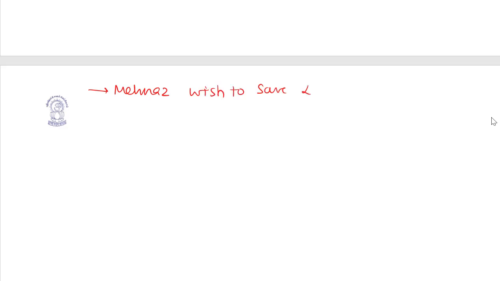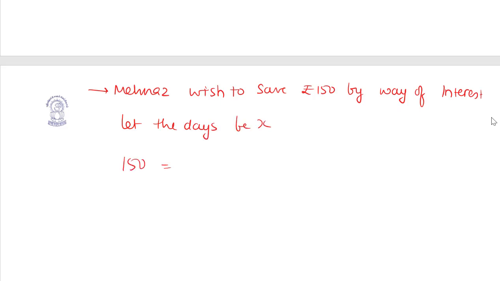Mehnaz wished to save rupees 150 by way of interest. Let the days be X. So 150 equals 20,000 multiplied by rate of interest, 18%, multiplied by days, which is unknown. X equals 15 days.